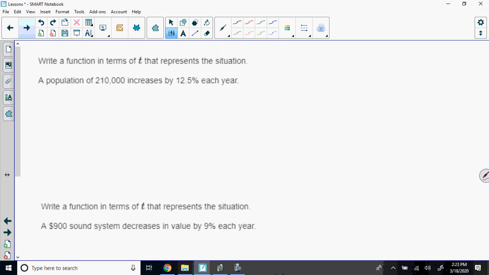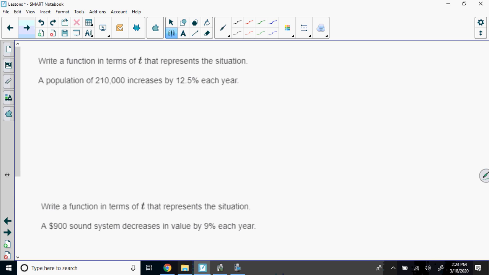Then these 2 questions are exactly from the homework. I don't remember what problems they are. I want to say 8 and 9, but I don't know if that's accurate. You can look and find them. So write a function in terms of t that represents the situation.